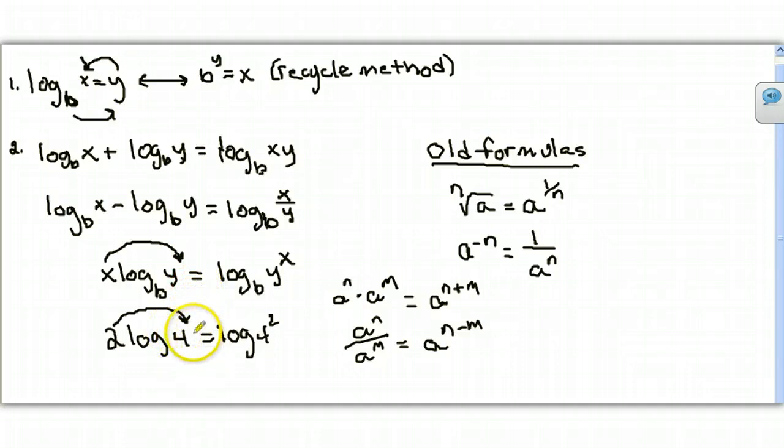So that b at the bottom, it never comes into play? Not for number 2, but if you see number 1, the b comes into play. And we're going to see some examples in the next slide.